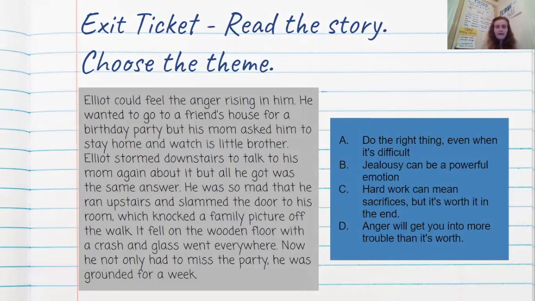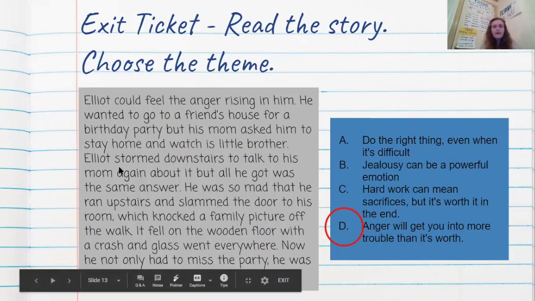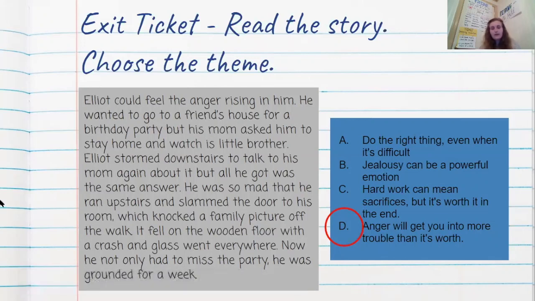All right, so the correct answer, so we were talking about how Elliot is angry and then he storms off and slams his door, and then not only can he not go to the party, but he's also grounded because he broke something. The theme of this is, anger will get you in more trouble than it's worth. And we know that's the theme because it talks about how at first all he had lost was his birthday party, but now he's also grounded. So it's getting him in more trouble than he would have been originally.